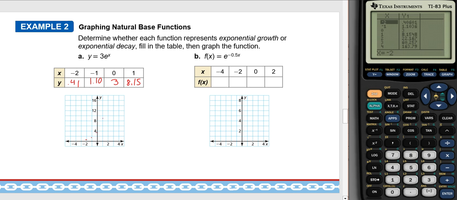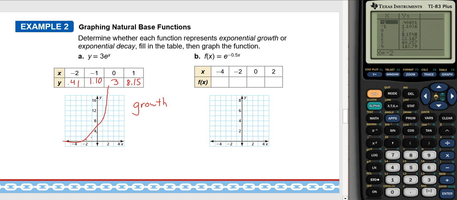So as I plot those out, I didn't do a very good job of drawing my line there, but that's nothing new for me. So this one here would be exponential growth, right? We see it increasing as x increases.